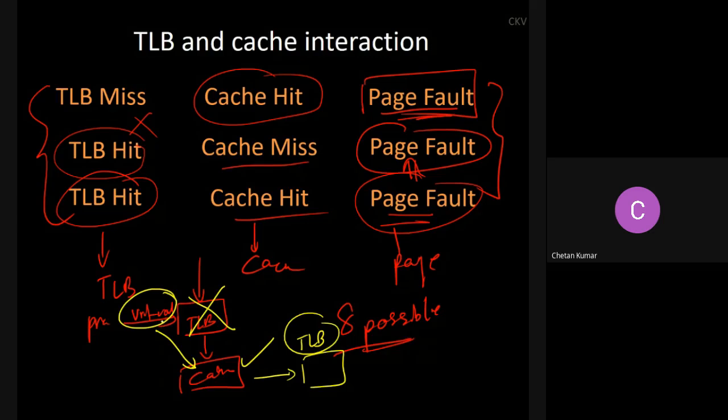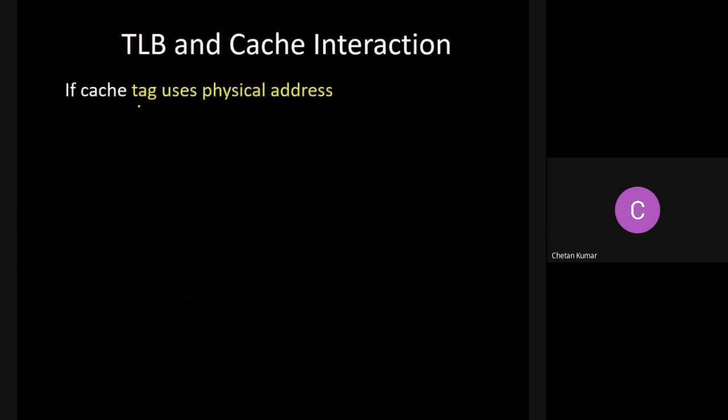You save time for translation. Because you are not doing translation, if it is a cache hit, if the data that you're looking for is available in the cache itself, the interaction will happen between the processor and cache only. So if earlier you were taking 2 clock cycles, now you'll be taking only 1 clock cycle because you are accessing the cache directly.